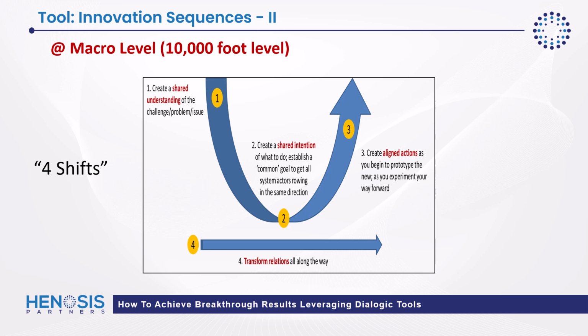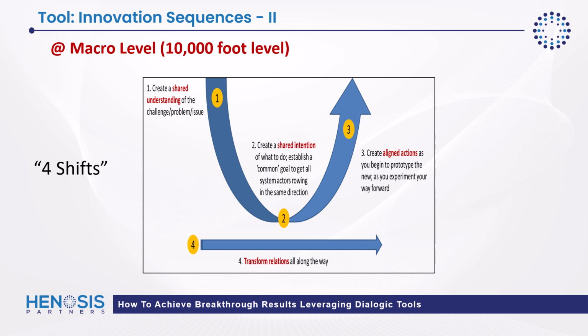With having facilitated that shift, we then try to facilitate shift number 2, which is creating a shared intention of what to do. That is, to facilitate establishing a common goal to get all system actors rowing in the same direction. And in creating a shared understanding of the challenge, problem, or issue, and a shared intention on what to do about it, it naturally leads to facilitating the third shift, which is about creating aligned actions, both collectively and individually.